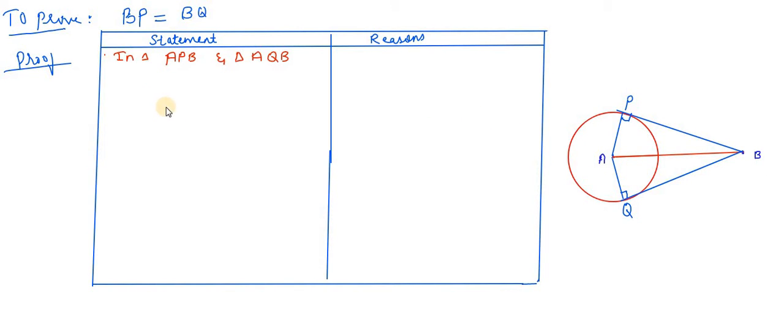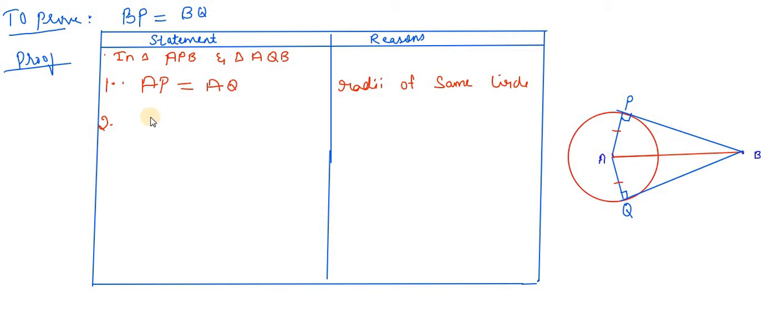So first you can write that AP is equal to AQ. Can you tell me the reason why both are equal? Yes, it is nothing but radii of the same circle. These both are radii of the same circle. Okay, finish.